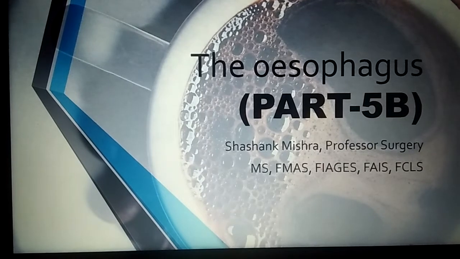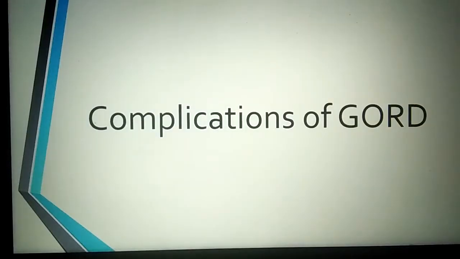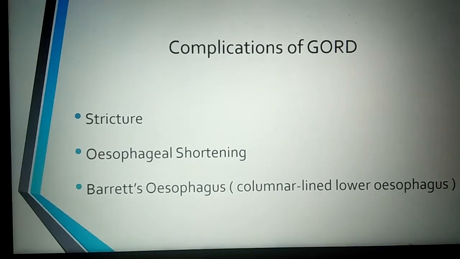Now in this second part of fifth interaction, we are going to discuss the complications of GORD. As you already know, even in the previous interactions, we have just enumerated the three important complications of gastroesophageal reflux disease. The first one is stricture esophagus, second one is esophageal shortening, the third one is Barrett's esophagus.